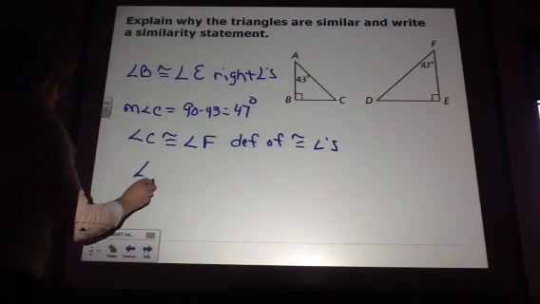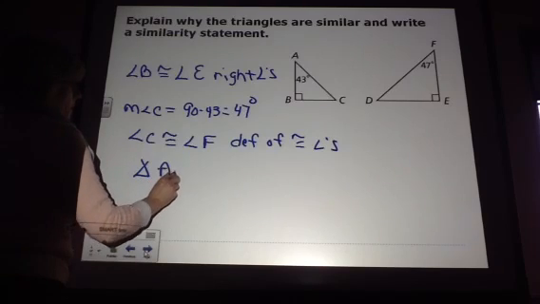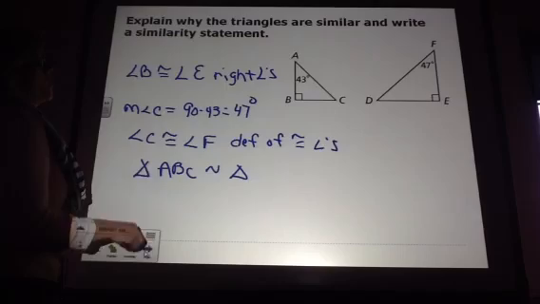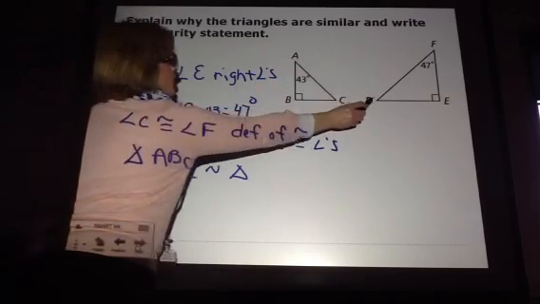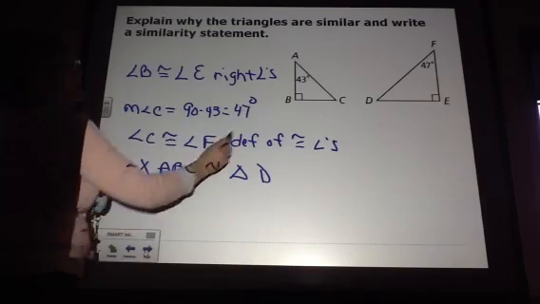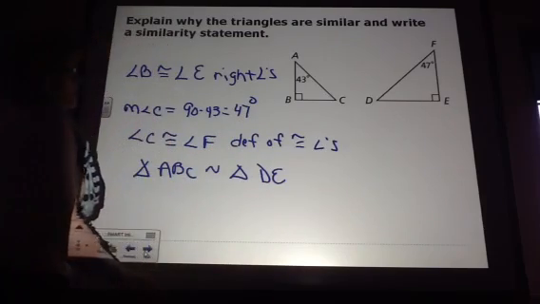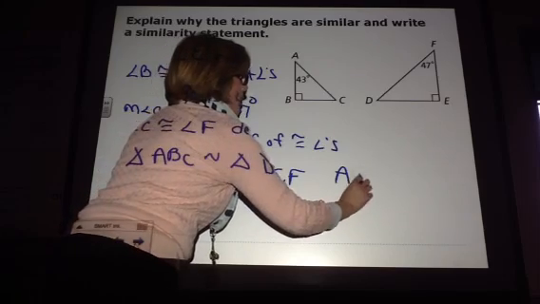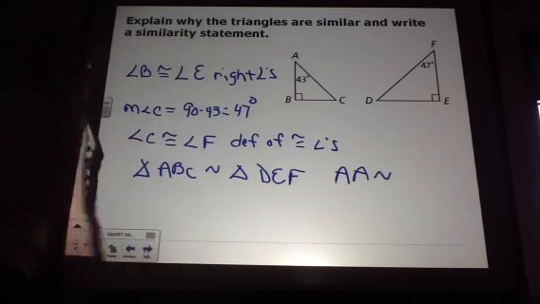So we can say that triangle ABC is similar to triangle. What corresponds with A? Well, D is 43, A is 43, B is the right angle, and C is the 47. And this is because of your angle-angle similarity.